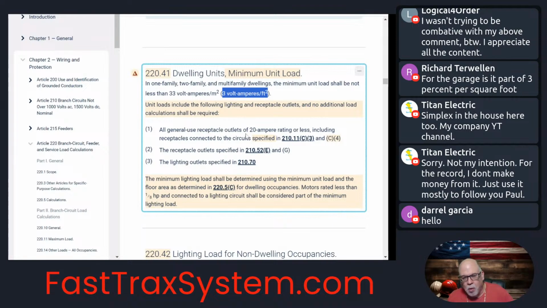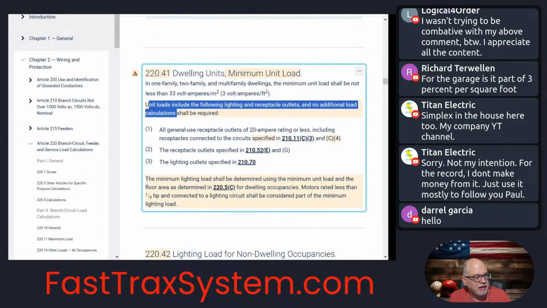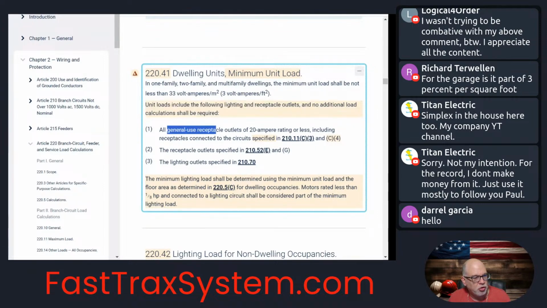Now, interesting, when it comes to that 3 VA per square foot, what does it cover? Well, it's pretty clear down here that it says unit loads include the following lighting and receptacle outlets, and no additional load calculation shall be required. So all of your general use receptacle outlets of 20 amperes or less, including receptacles connected for the circuits specified in 210.11(C)(3), the bathrooms, and (C)(4), the garages. So that's where we asked that question. I think it was Richard who posted it. This is where you know that the 3 VA is covering those as well.